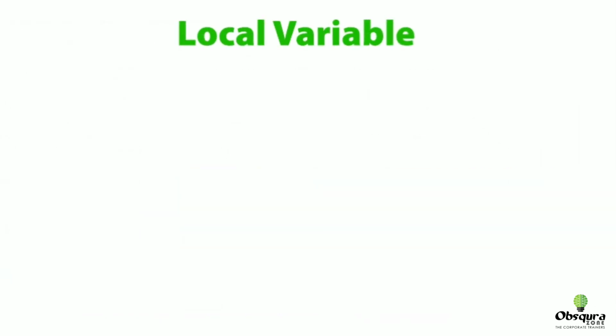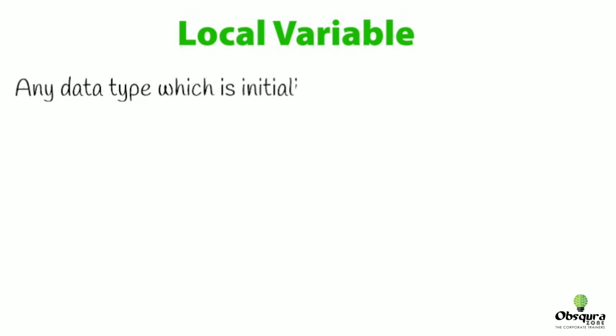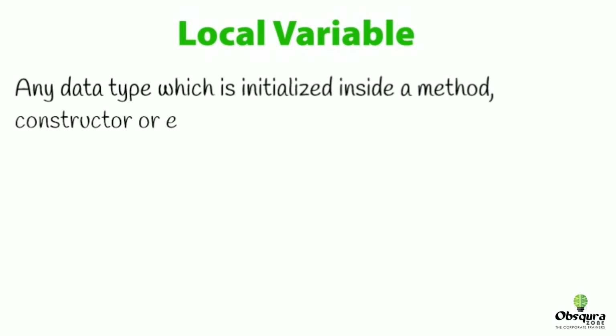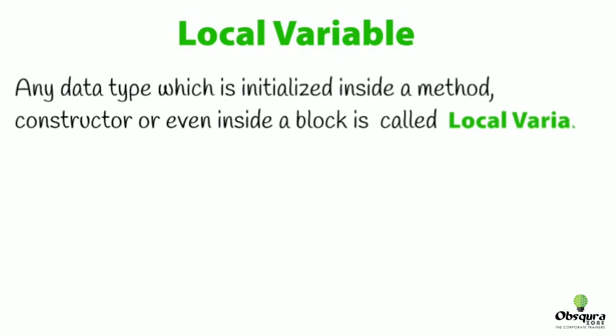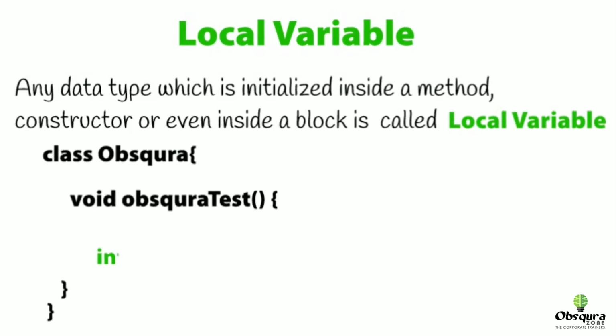Let's discuss local variables. Any data type which is initialized inside a method, constructor, or even inside a block is called a local variable. Every local variable must be initialized and does not have any default value.